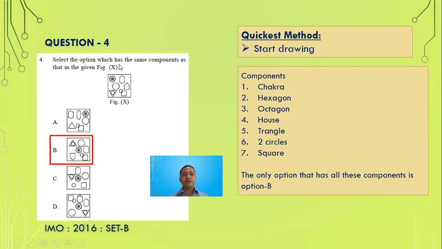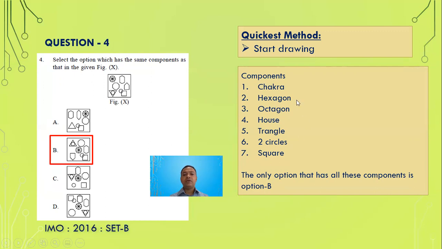Select the option which has the same components as that in the given figure. Same components. So first we have to list down all the components. What are the components? There is a chakra here. There is a hexagon, an elongated hexagon, an octagon. Octagon is a polygon having 8 sides. There is a house shape here. There are 2 circles, one circle here, another circle here. There is a square here and there is a triangle here.